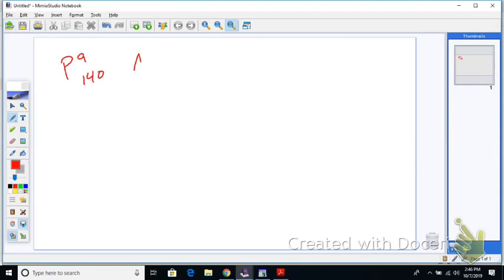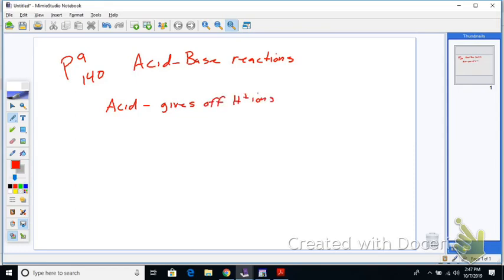And we have what's called acid-base reactions. For right now, we're going to have a real simple definition for an acid and base. Later on, it will change a little bit, but an acid is going to be something that gives off hydrogen ions. And then we have a base. It's anything that's going to give off hydroxide ions.